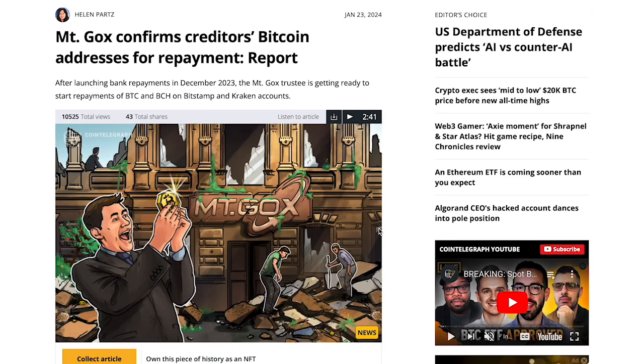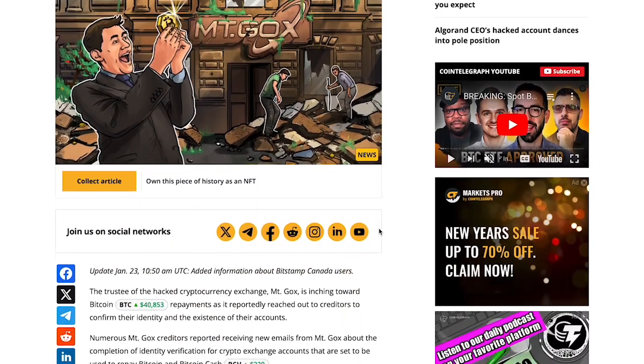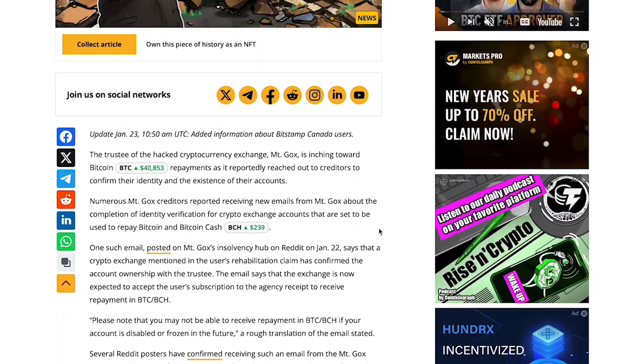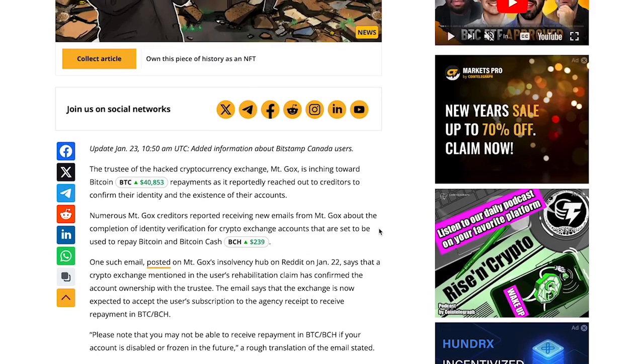Mt. Gox confirms creditors' Bitcoin addresses for repayment. And now remember, these are people who have been waiting to get their Bitcoin back. These are people that had Bitcoin on the Mt. Gox exchange, that bought Bitcoin for pennies on the dollar. Pennies. Back when Bitcoin was $1 to $10, maybe even 30. And these people have been sitting on the sidelines seeing Bitcoin go to 100, to 500, to 1,000, to 20,000, to 50, to 70, and drop back down.